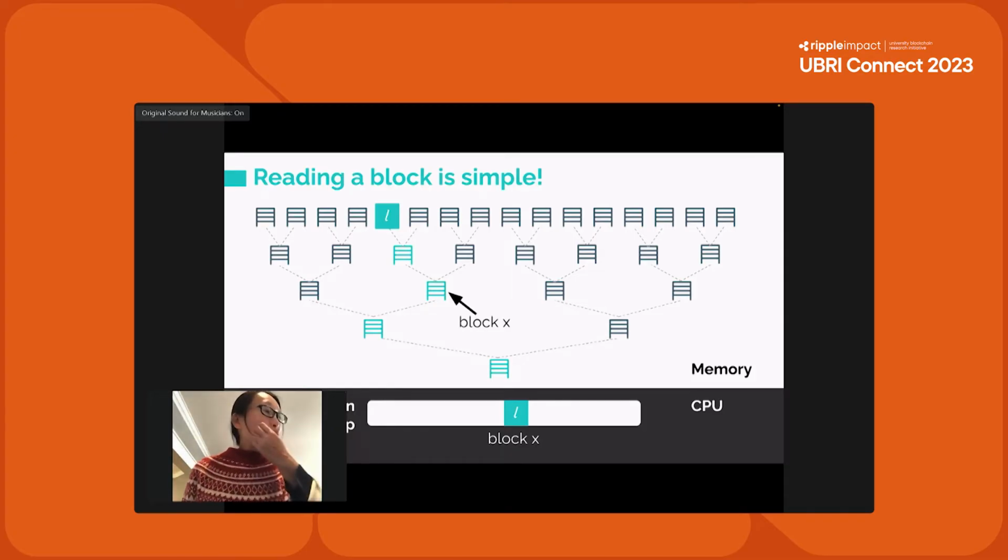Okay, so I want to quickly mention that this assumption that the CPU stores the position map is a very strong assumption, because the position map is very large. But I want you to not have to worry about it, because later on, I will actually get rid of the position map entirely.